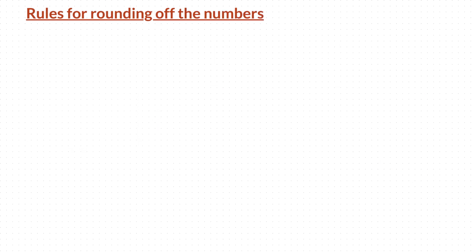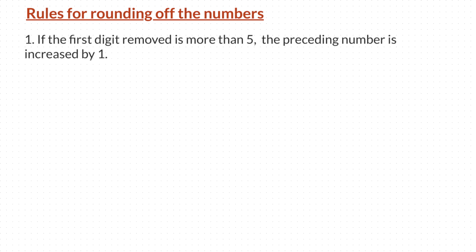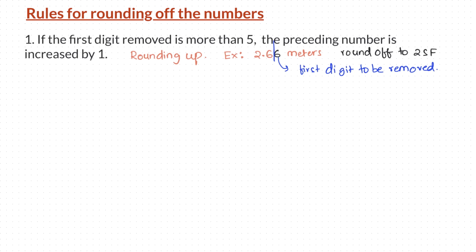In this slide, we will learn the rules for rounding off numbers. Rule number 1. If the first digit removed is more than 5, then the preceding number is increased by 1. We call this rounding up. For example, let us say we have a measurement 2.66 meters and we need to round this measurement to 2 significant figures. The first digit we remove is 6, which is more than 5. Therefore, the preceding number is increased by 1. The measurement now becomes 2.7 meters.